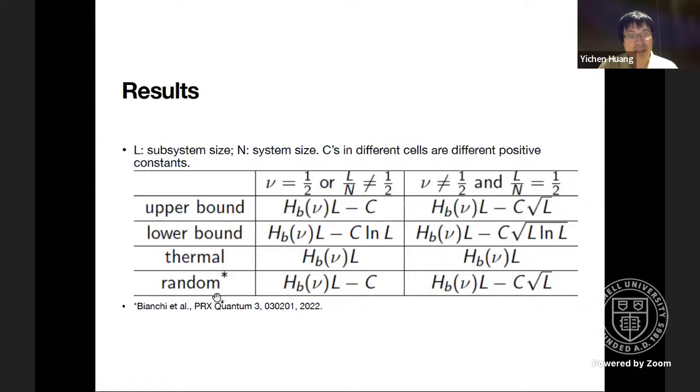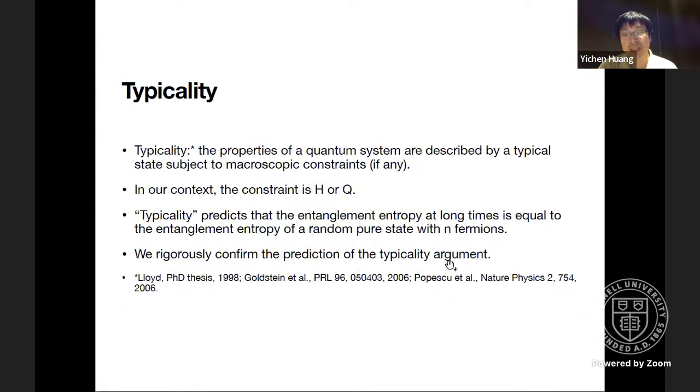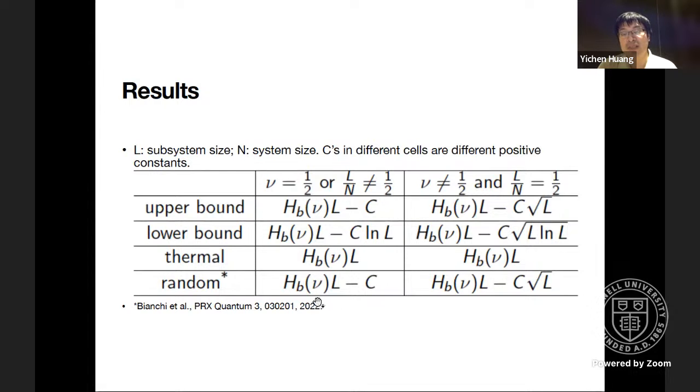The entanglement entropy of the random state has been computed in this reference. And the result is that we have a leading term and a subleading term. And depending on different regimes, the subleading terms are different. And you can see that this matches our upper and lower bounds up to at most a logarithmic factor. In this sense, our results give a rigorous confirmation of the prediction of the typicality argument. That is, a typicality argument not only gives the correct leading term behavior, but also at least approximately gives the correct subleading behavior.